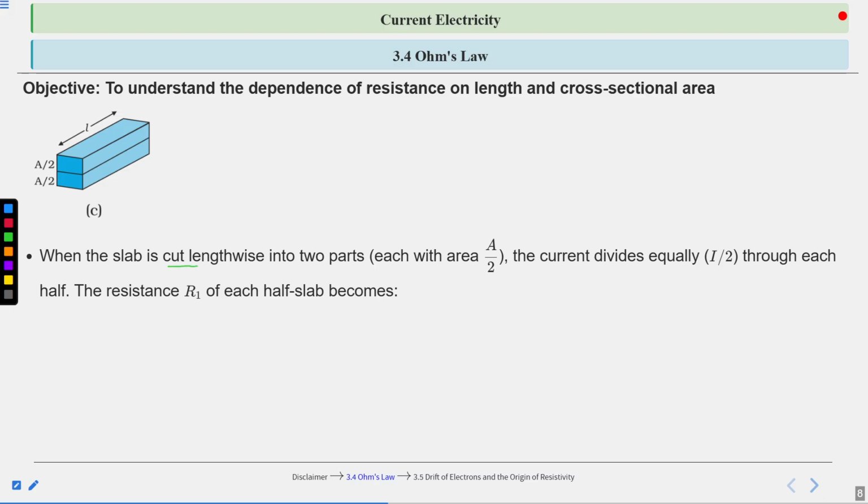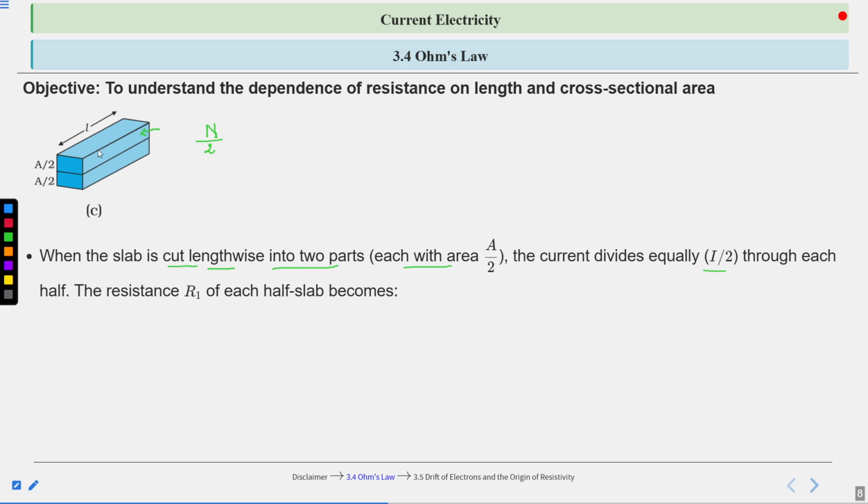Okay, when the slab is cut lengthwise into two parts, each with area A by 2, the current divides equally, I by 2. Why is the current dividing now? I have already mentioned this. If this is a whole slab, suppose there are n electrons, or n charge carriers or mobile charges, present in it. When we cut this slab, it now becomes half. So the number of charge carriers or electrons in one slab after cutting, in the upper slab, will be equal to n by 2, because it becomes half.